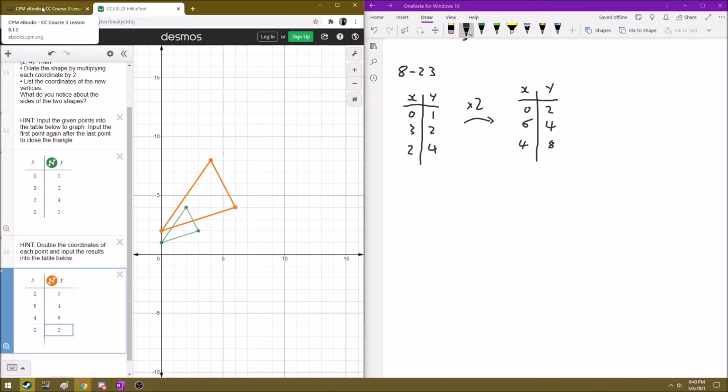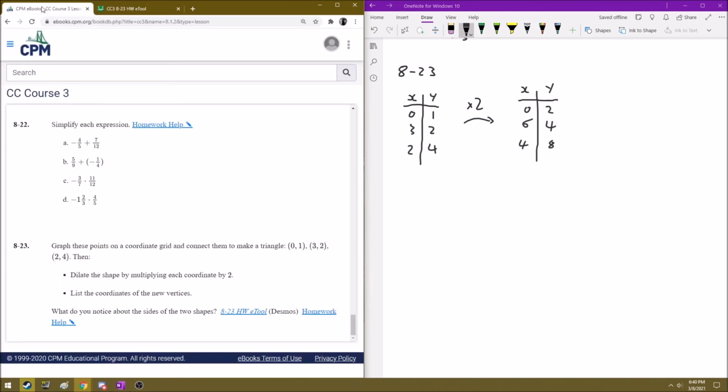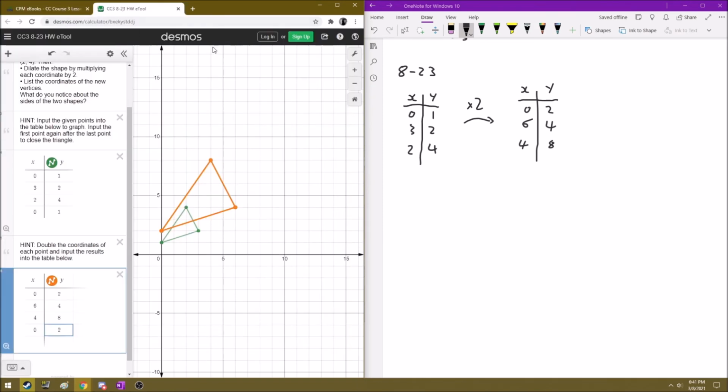All right, so those are all the points plotted to draw the 2 triangles, and then finally it asks us what we notice about the sides of the 2 shapes. If you remember back to when we were doing dilation, one thing you should notice is that the sides are proportional. So this side here is twice as long as this side, and this side is twice as long as this side, and it's true for all of them. The bigger shape, each side is twice as long as the corresponding side on the original shape.